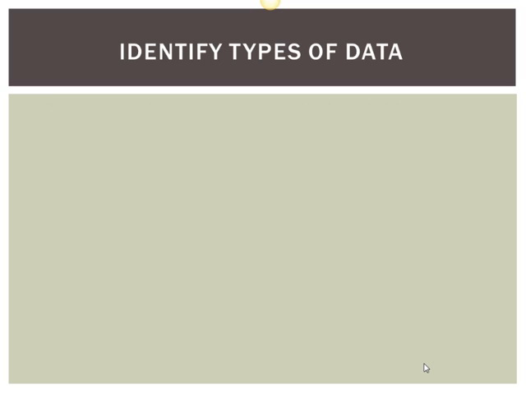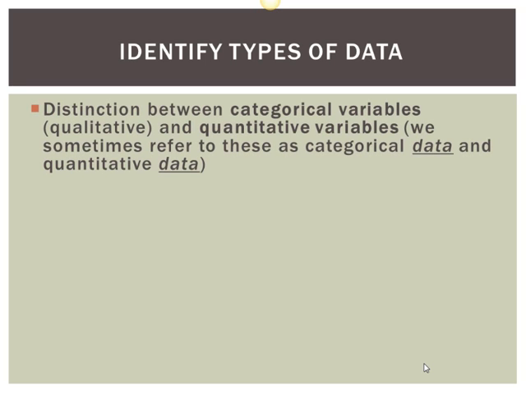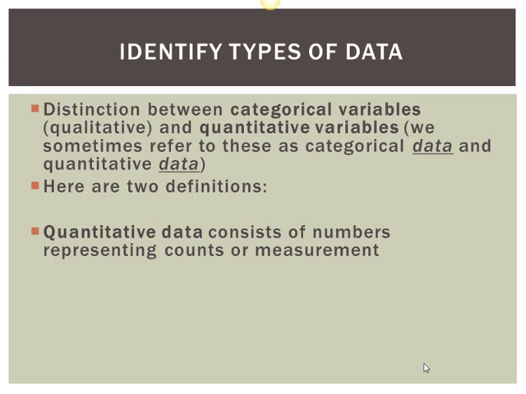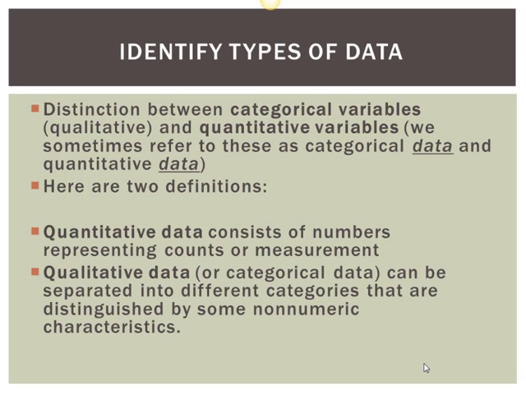Identify types of data. So we make a distinction between categorical variables, also called qualitative, and quantitative variables. We sometimes refer to these as categorical data and quantitative data. Here are 2 definitions. Quantitative data consists of numbers, think quantity, representing counts or measurements. Qualitative data, or also categorical data, can be separated into different categories that are distinguished by some non-numeric characteristics.